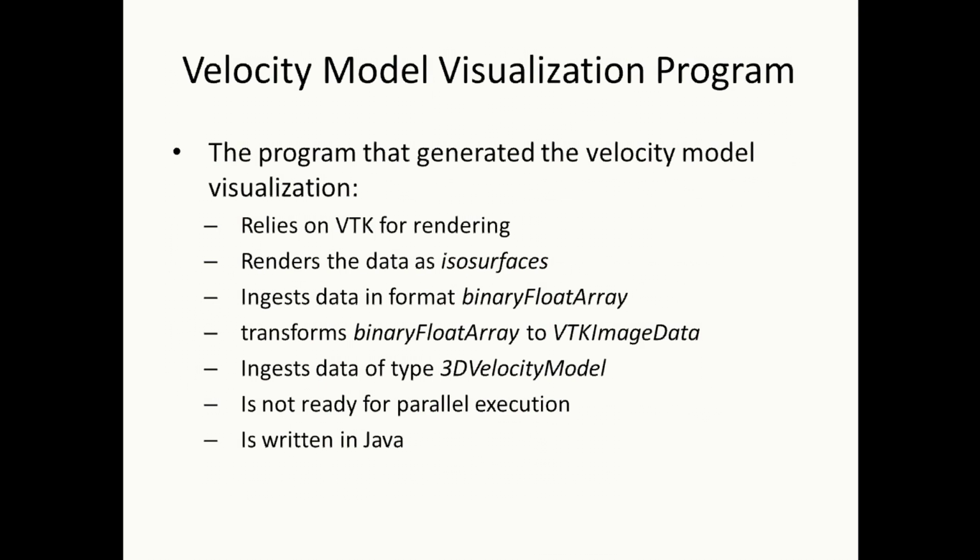To summarize, the application that generated the velocity model visualization relies on VTK for rendering, renders the data as a set of isosurfaces, ingests data in the form of a binary float array, transforms the binary float array to VTK image data, a form which VTK knows how to render, ingests data of type 3D velocity model, is not ready for parallel execution, and was written in Java.